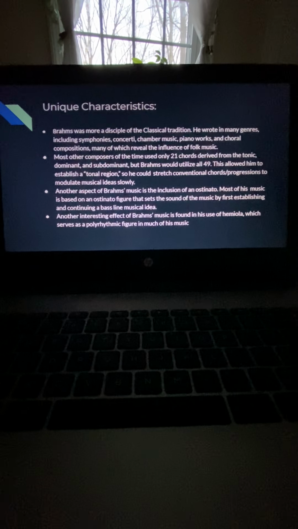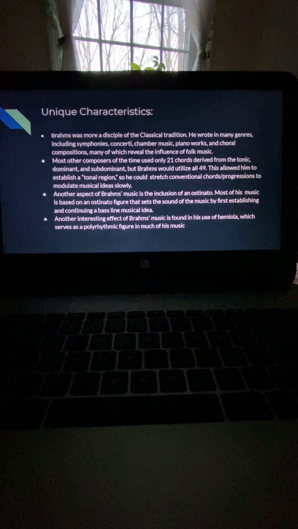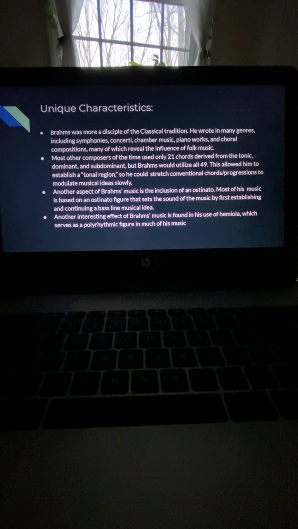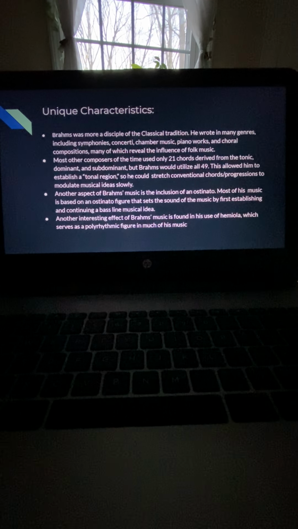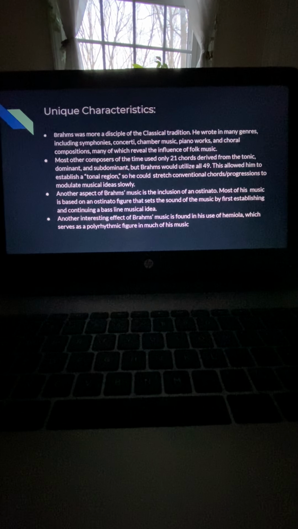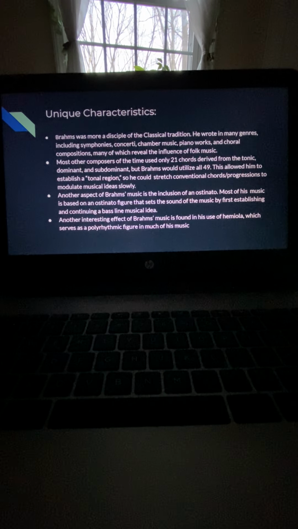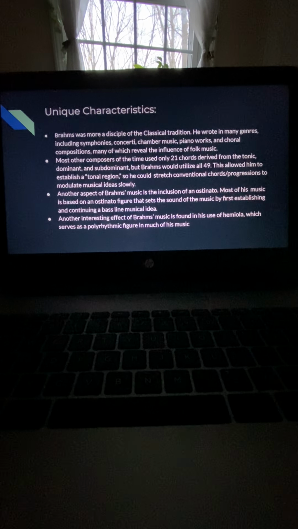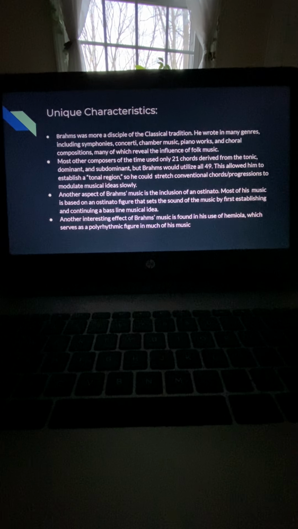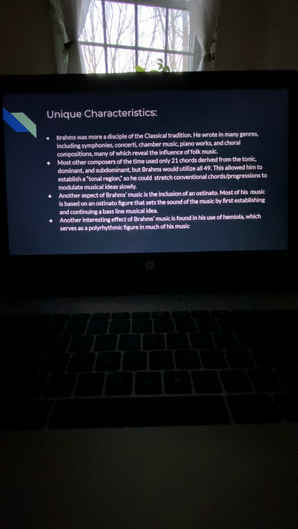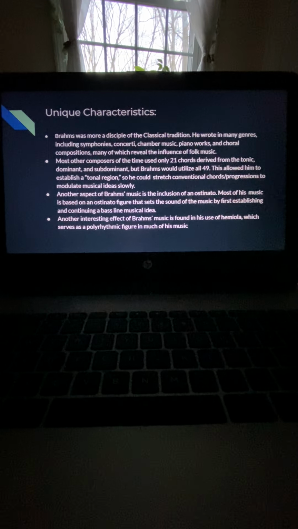Some unique characteristics: he was more of a disciple of the classical tradition. He wrote in many genres, including symphonies, concerti, chamber music, piano works, and choral compositions, many of which reveal the influence of folk music. Most other composers of the time only used 21 chords derived from the tonic, dominant, and subdominant, but Brahms would utilize all 49. This allowed him to establish a tonal region so he could stretch conventional chords and progressions to modulate musical ideas slowly.